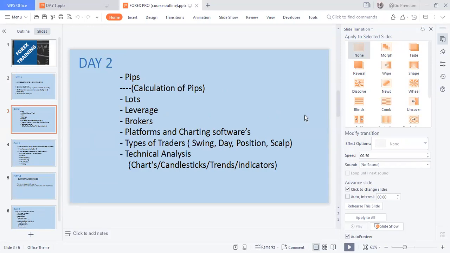Now, day 2, which is for tomorrow, which you shouldn't miss, we'll talk about pips, lots, leverage, brokers, platforms, charting softwares, and types of traders. We'll talk about technical analysis.